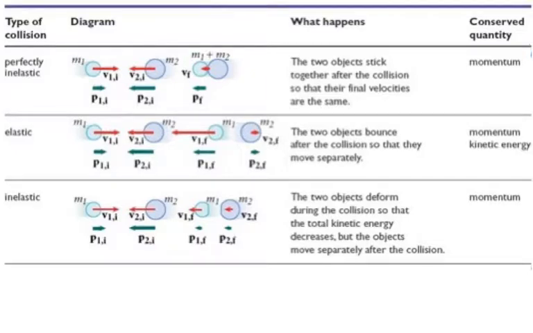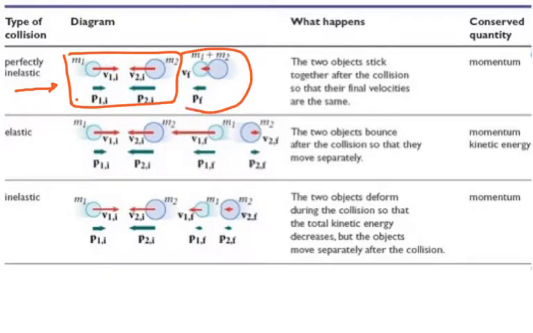One is perfectly inelastic collision. So if you see in this picture, this is what's happening before: two objects approaching each other, two balls approaching each other. And this is after the collision, they stick together. So if two objects stick together after the collision, so that their final velocities are the same, this is called perfectly inelastic collision.